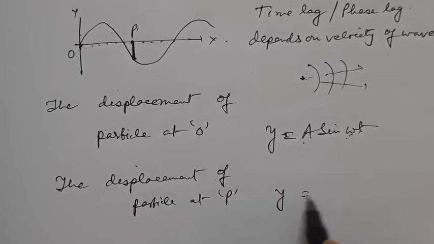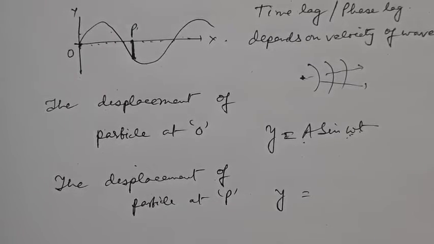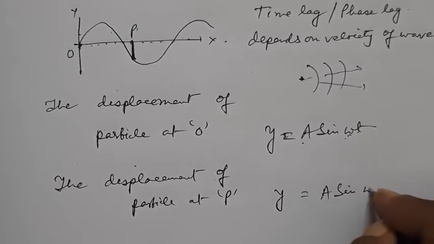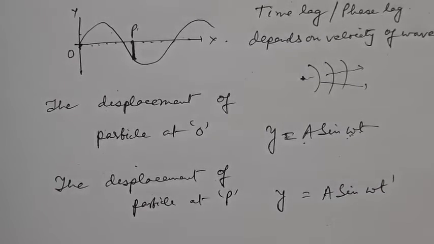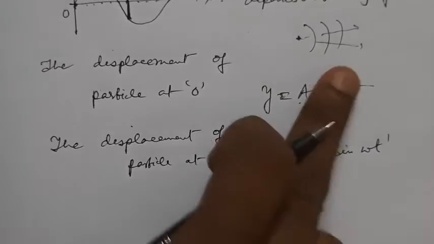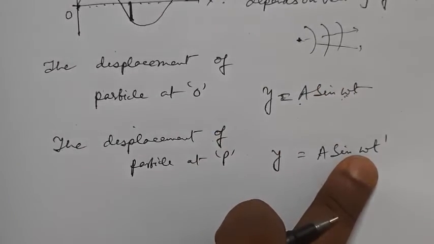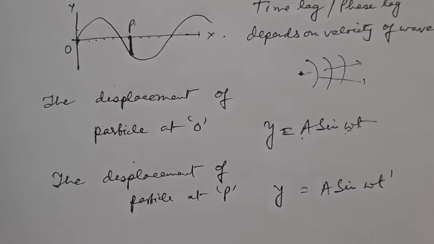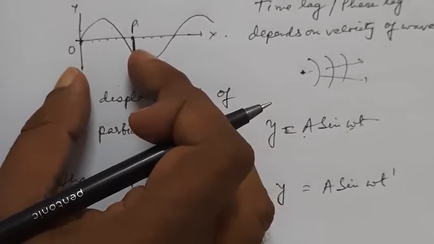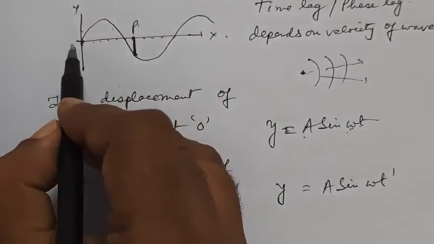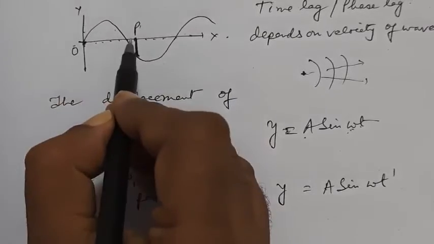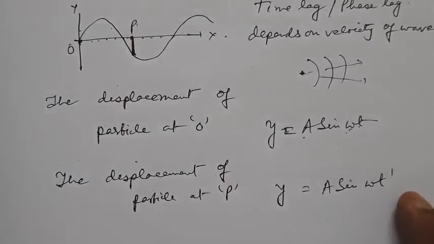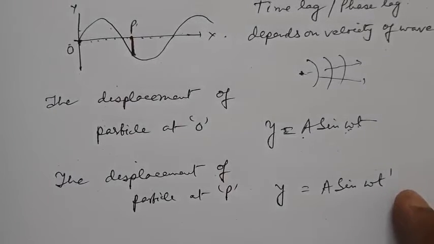Now what happens? We can write this equation as y is equal to a sine of omega t dash. Now why is there a difference of time value? You have written t here, and t dash there, because as I have already stated, both the particles do not start at the same time. Energy has flown into this particle first and then into this particle, so there is a time lag between them. So these two particles do not start at the same time.